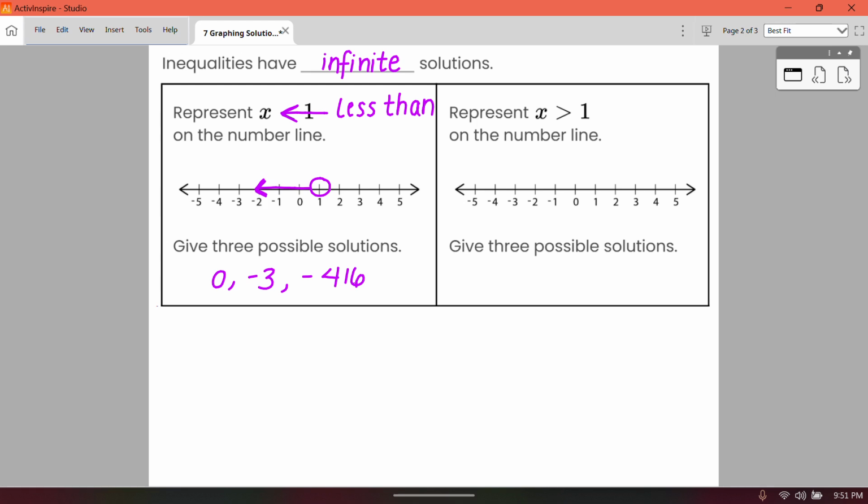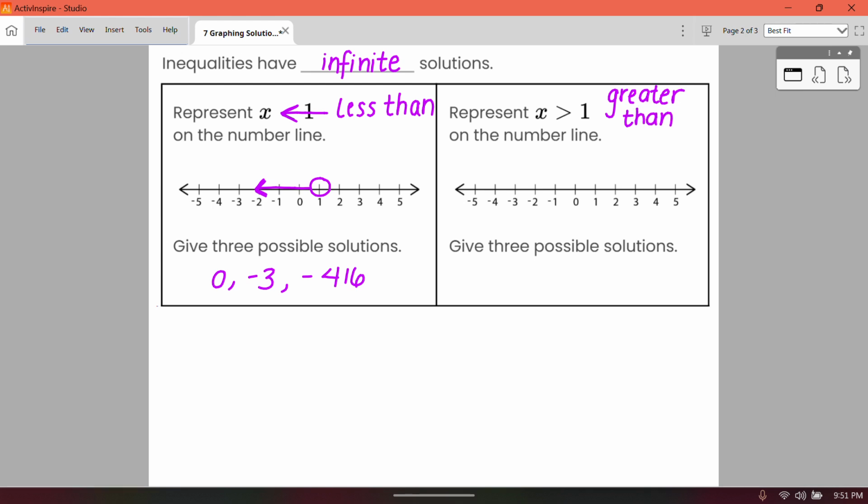It just has to be less than 1. Now the next one is going to be the opposite. So this says represent x is greater than 1. So I'm going to write down greater than so we don't forget what we're doing while we do this problem.